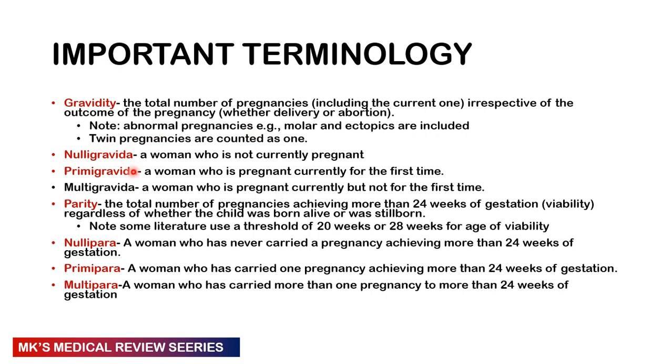Then nulligravida is a woman who is not currently pregnant. Primigravida is a woman who is currently pregnant for the first time, and multigravida is a woman who's pregnant but not for the first time, so they've been pregnant before.